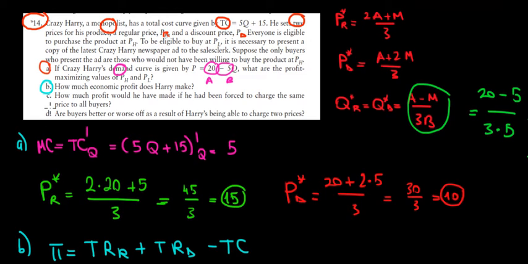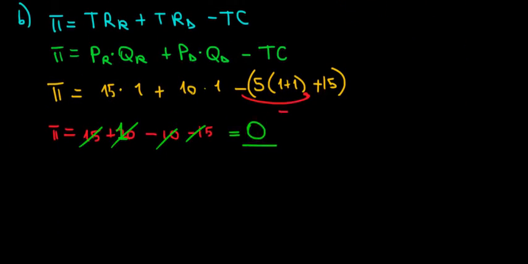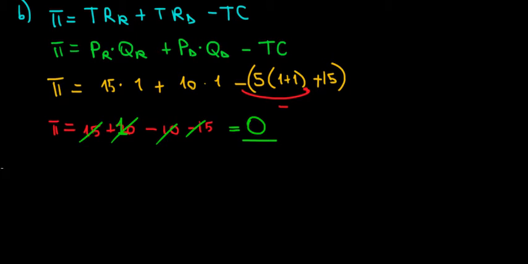Let's have a look at question C in this video. So, how much profit would Harry make if he was forced to charge the same price to all buyers? So it's going to be a regular monopoly question. What does that mean? If he charges the same price, so let's work it out over here. If he charges the same price, then we know that he would satisfy marginal revenue equals marginal cost. That would give him the optimal profit.